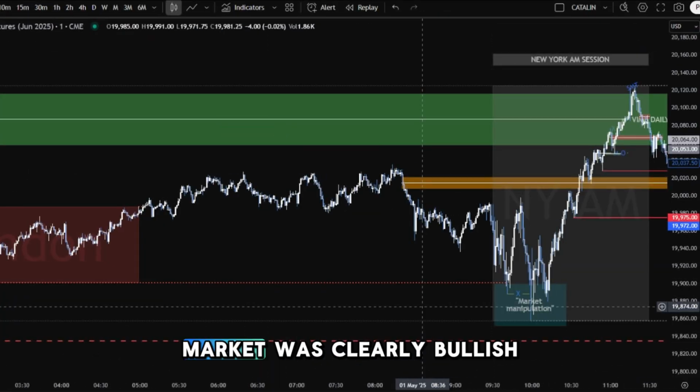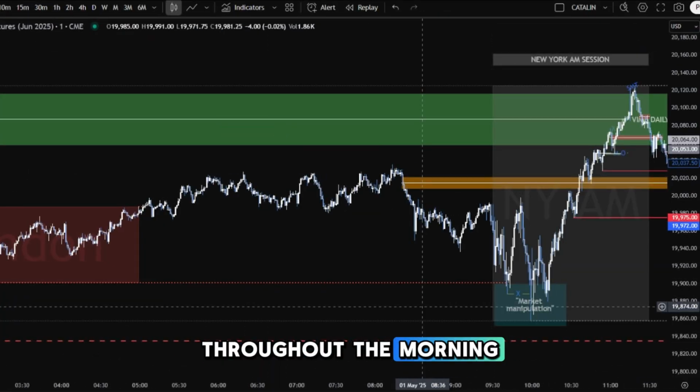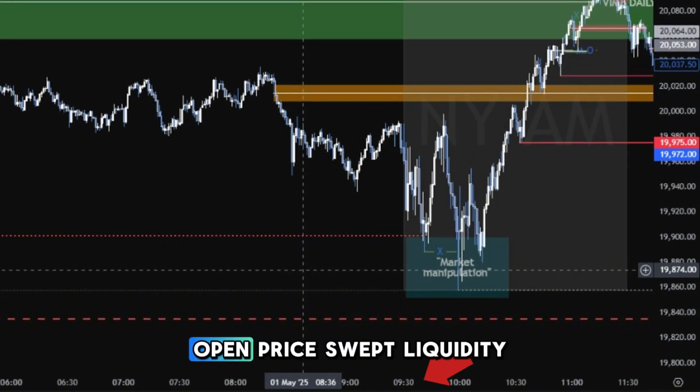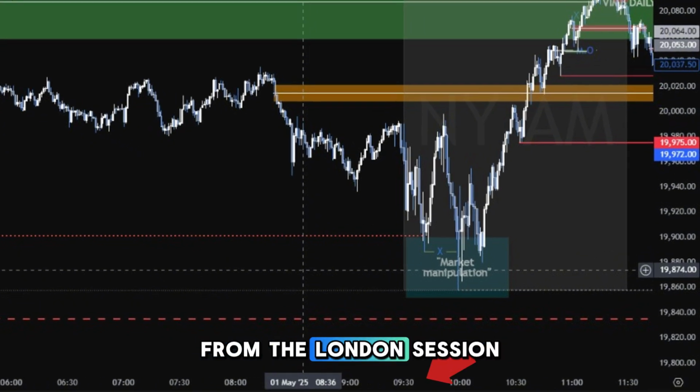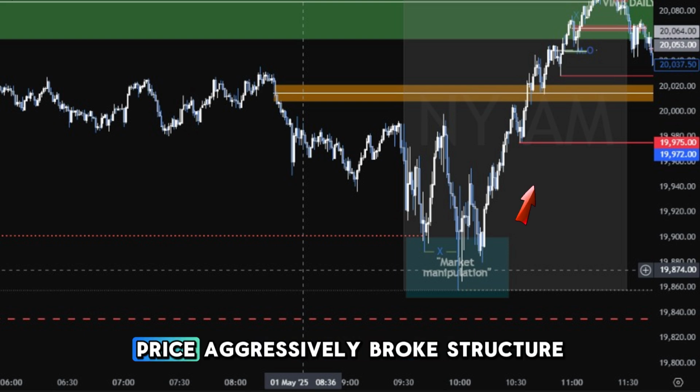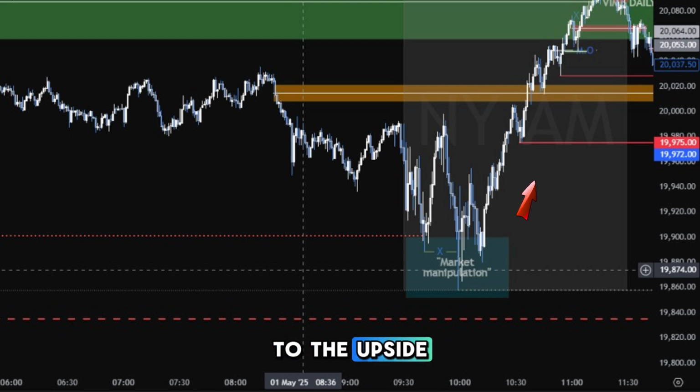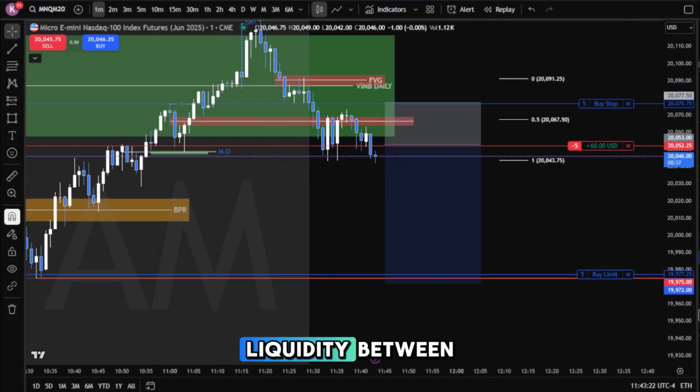Let's dive in. The market was clearly bullish throughout the morning. Right at the 9:30 open, price swept liquidity from the London session, a classic setup. After the manipulation, price aggressively broke structure to the upside, taking out pre-New York liquidity.